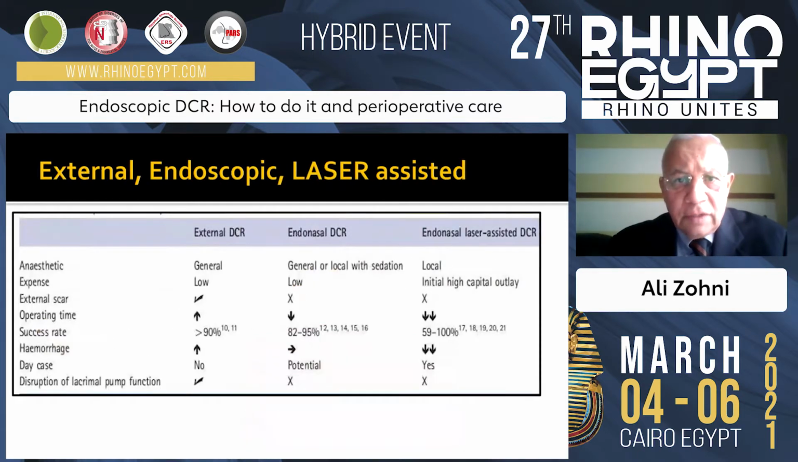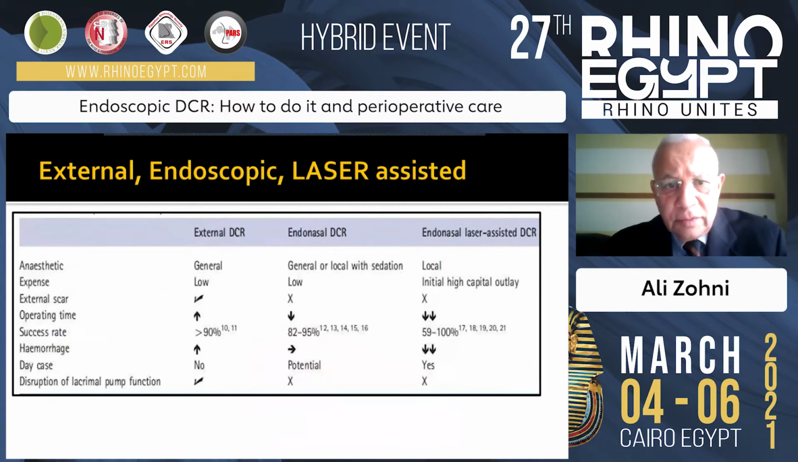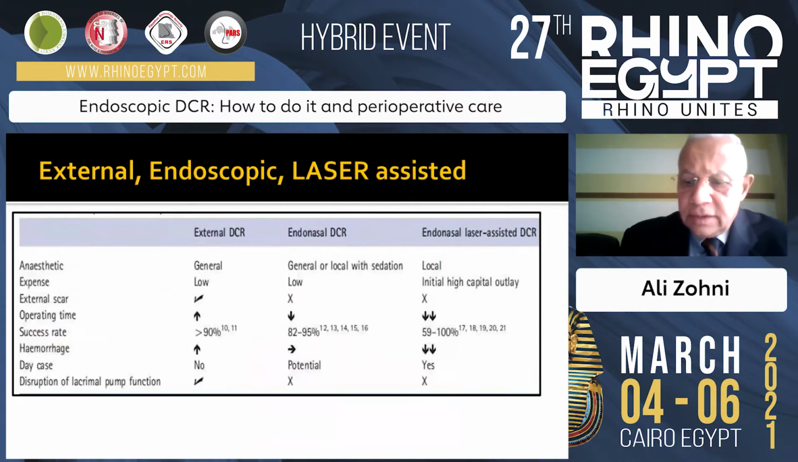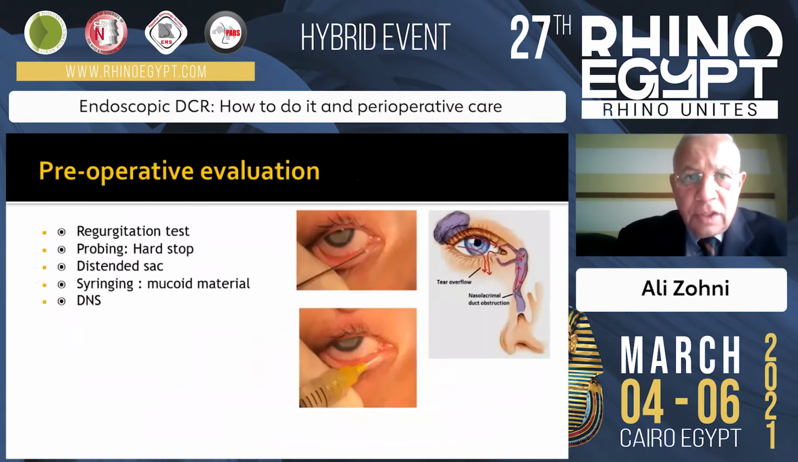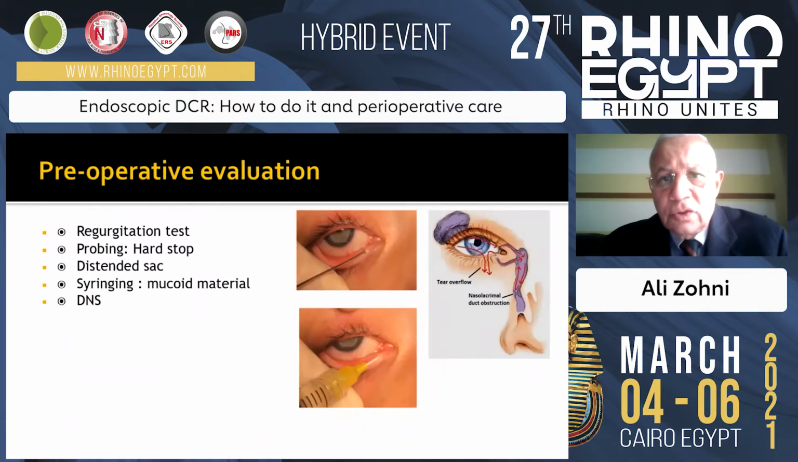The main advantage of endoscopic DCR is that the bleeding is less, and the success rate is comparable to the other technique, maybe better than the external one. It doesn't need sophisticated instruments, and the external scar is prevented. In addition, the orientation I'm going to show is very beneficial and can be learned with a very steep learning curve. The preoperative evaluation will depend on ophthalmological and otolaryngological examination.